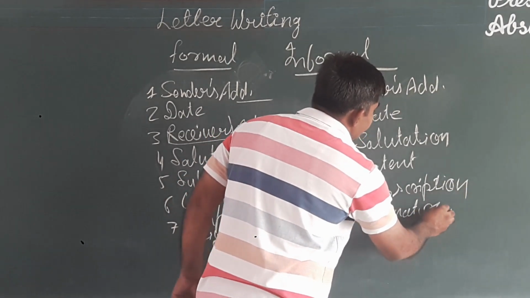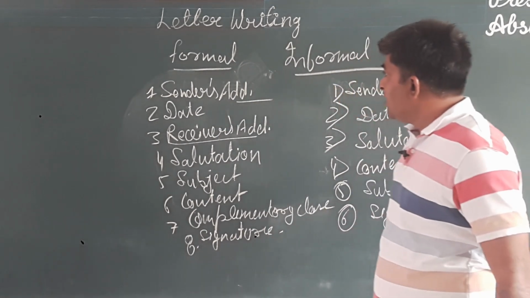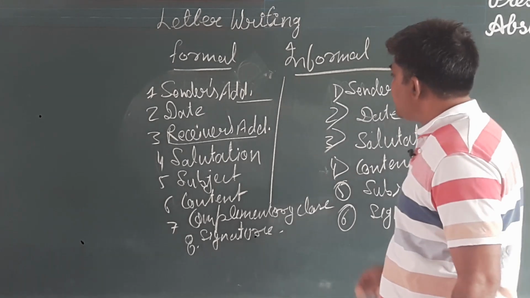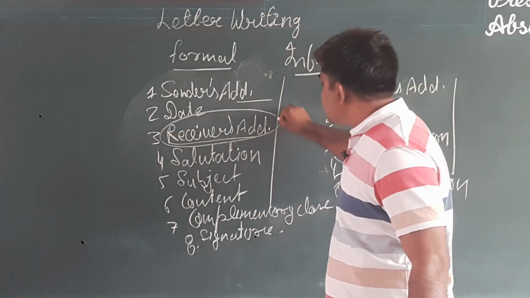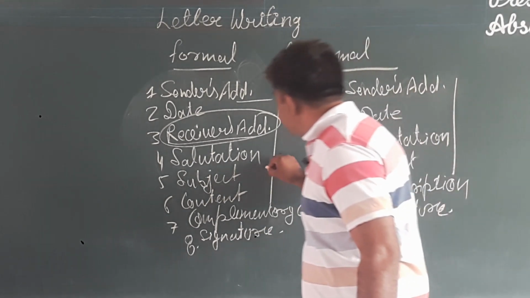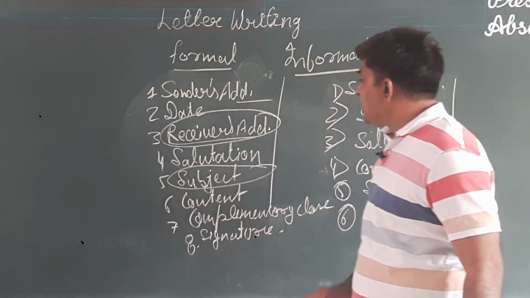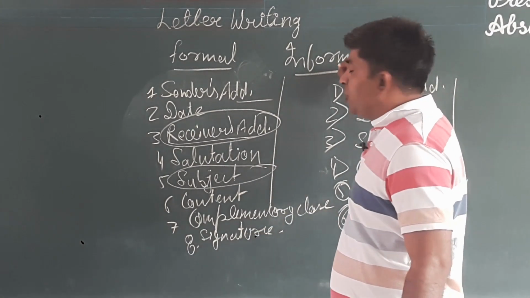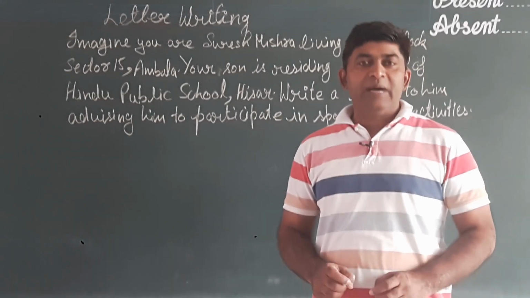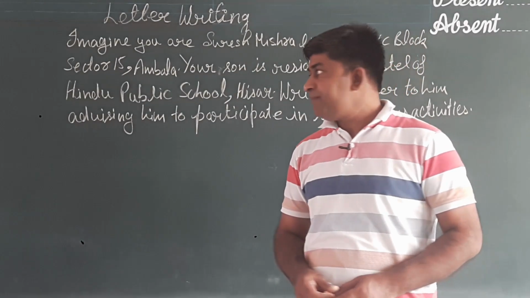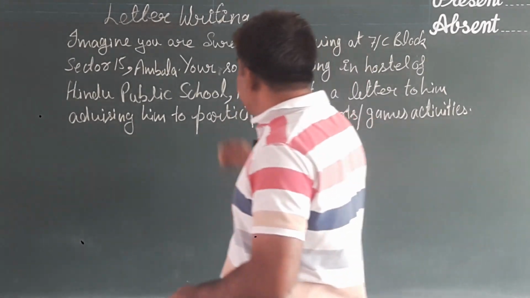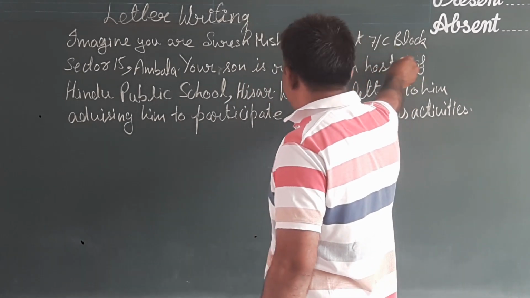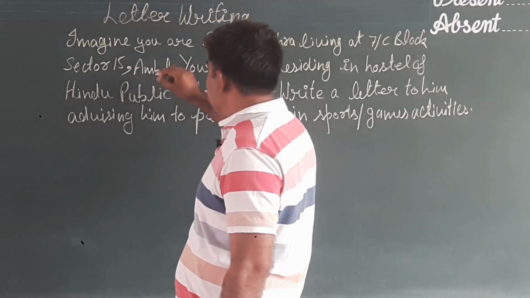So in this way we see that in the formal letter there are 8 parts, and in the informal letter there are only 6 parts. The receiver's address and the subject, these are the 2 parts which are avoided while developing the informal letter. Now let us elaborate the topic by taking an example. This is the question for you. Imagine you are Suresh Mishra, living at 7C block, Sector 15, Ambala.